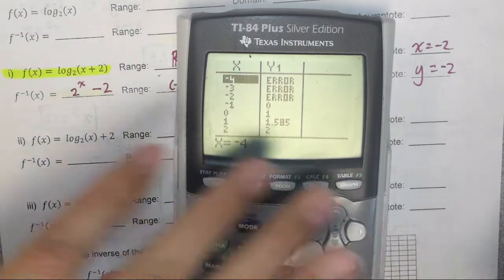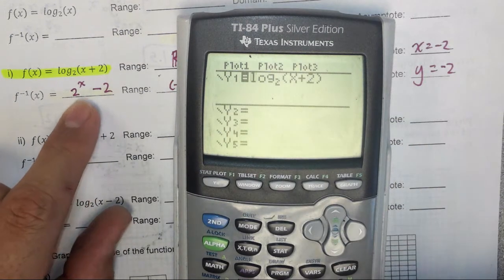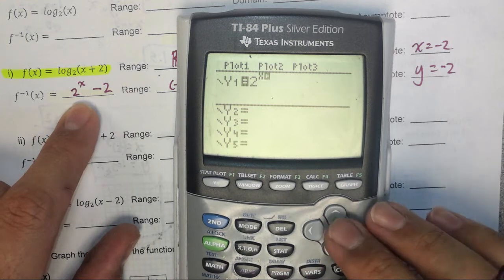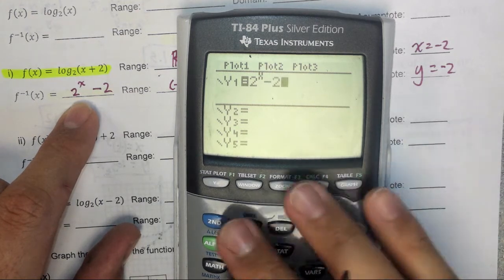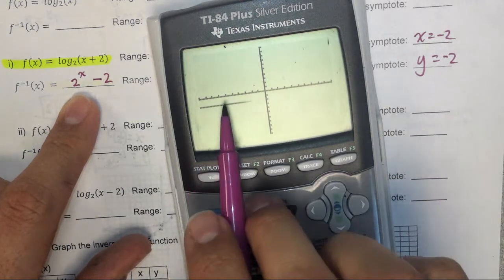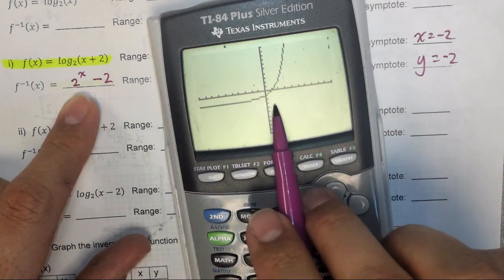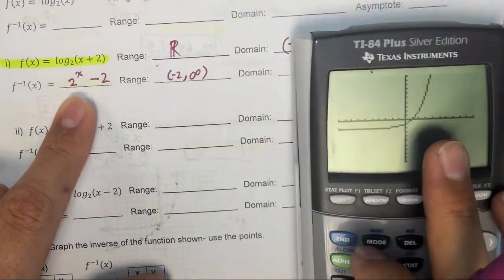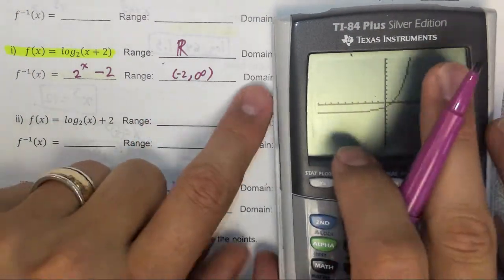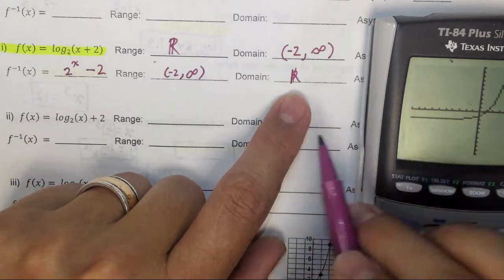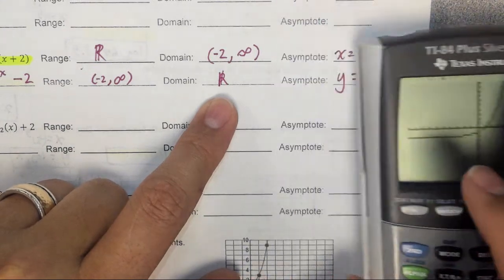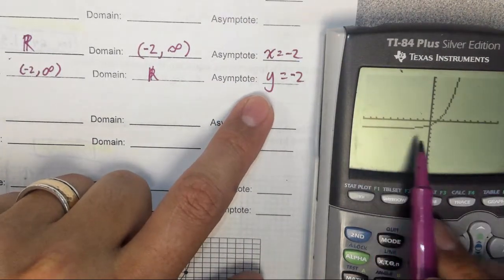And again, if you want to graph this, I always like to graph things to see what they look like when I'm done or while I'm doing it. 2 to the x minus 2, and if I look at the graph, there's that asymptote of y equals -2, and you can definitely see that my range, -2 to infinity, my domain is all real numbers coming from way over here, going to the right and up forever, and there's again that asymptote y equals -2.